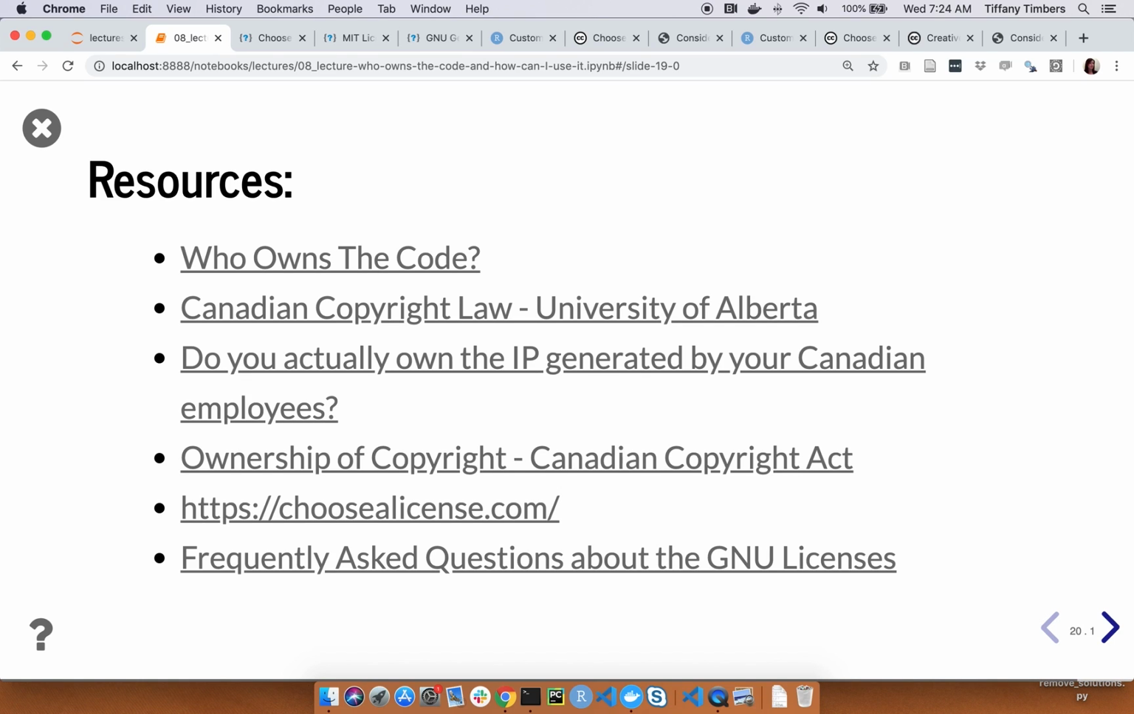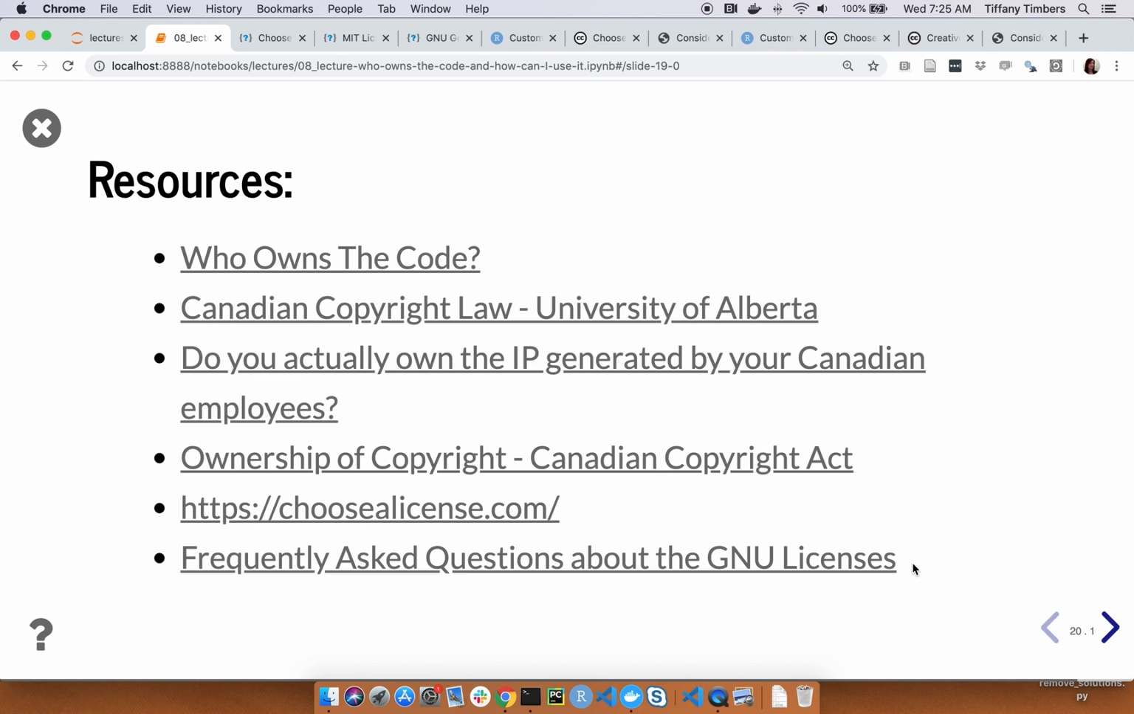I've also put a list of resources together for you here if you want to read more information. This first one, Who Owns the Code, I think is really well written and does a really great job of going into more detail than I went into today about copyright, ownership in your code, and licenses, and gives recommendations for when you're going out to the job to negotiate these things. I've linked to some Canadian resources for you as well. So one: do you actually own the IP generated by your Canadian employees? That's an interesting read as well.